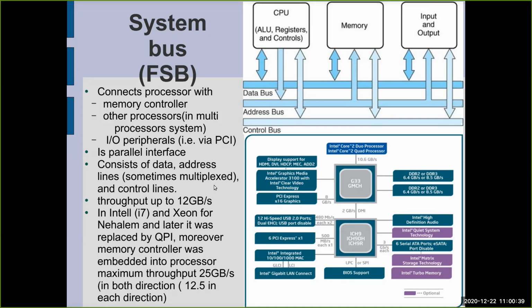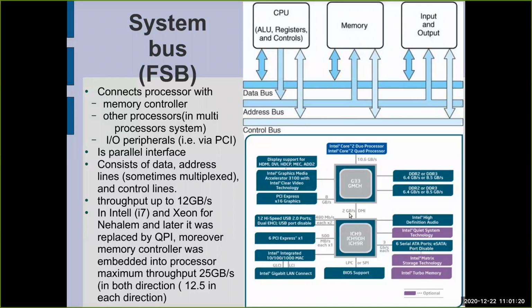Now there is no FSB. There are some other interfaces, denoted like QPI for servers or other names for other devices and architectures. And the throughput is even higher, but I will tell you something about this later on. So look, we have a processor with an interface of speed, let's say, 10 gigabits per second.